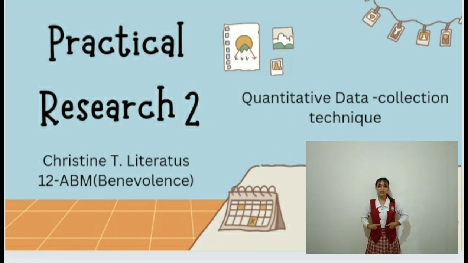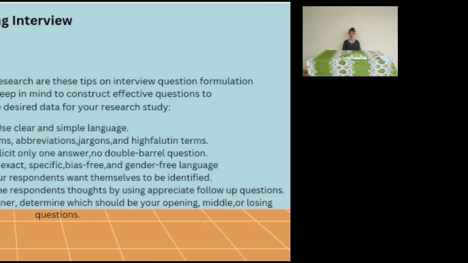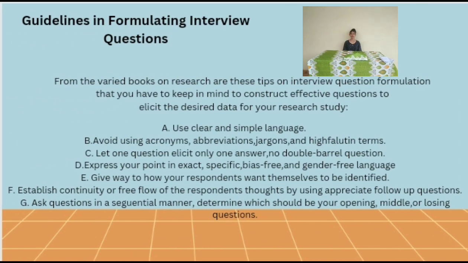Now I will continue to discuss quantitative data collection techniques. Guidelines in formulating interview questions. From the book on research, these are tips on formulating interview questions that you have to keep in mind to construct effective questions to elicit the desired data of your research study.